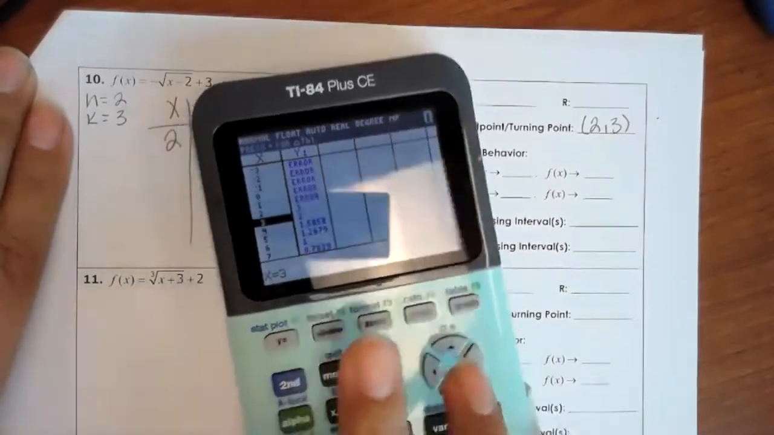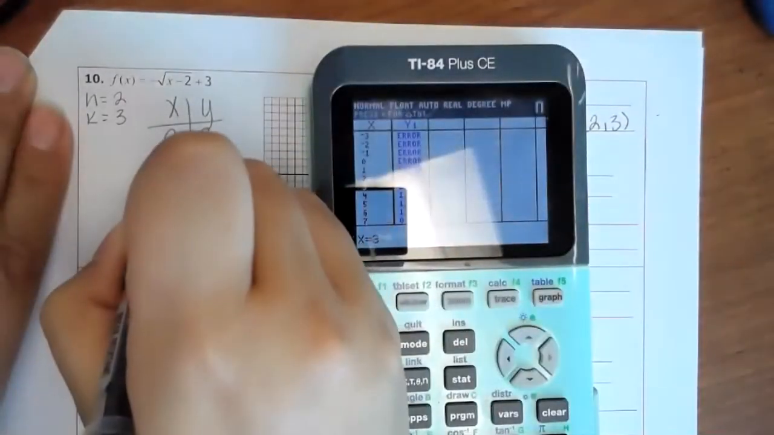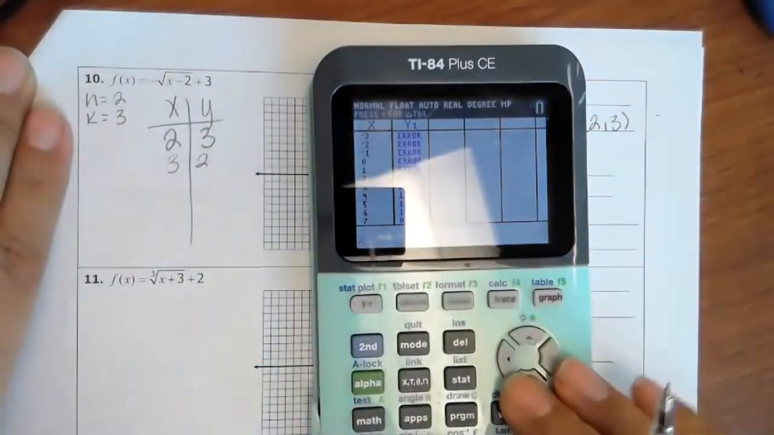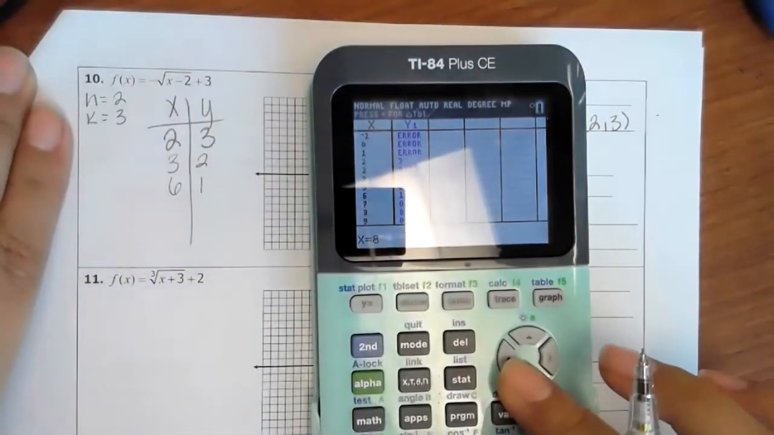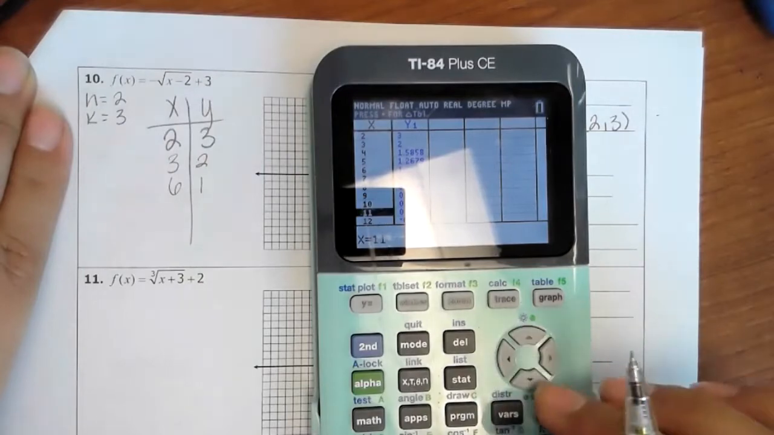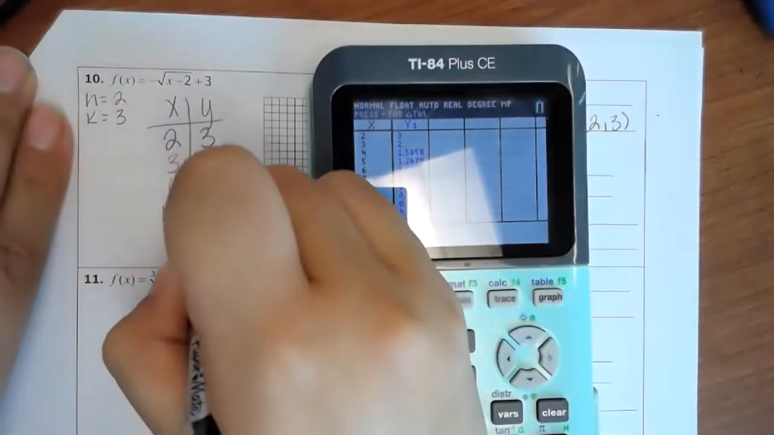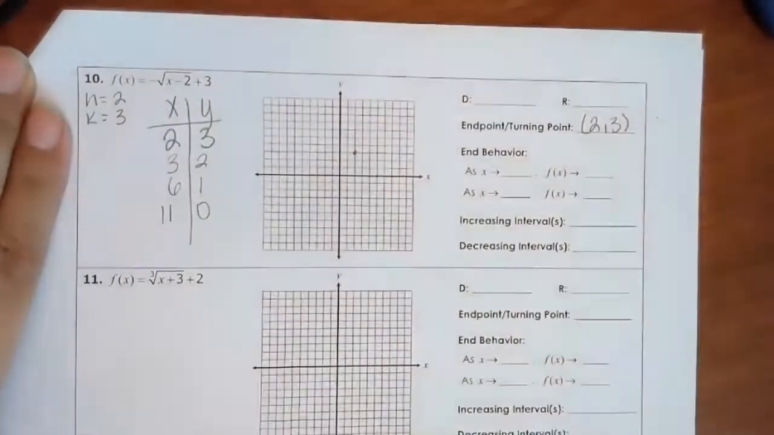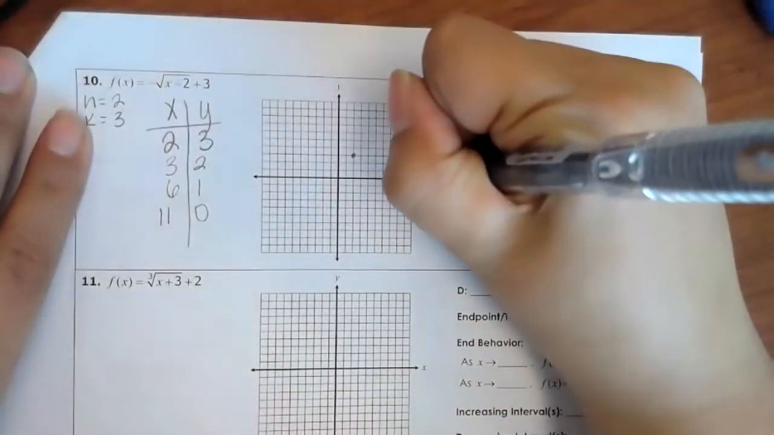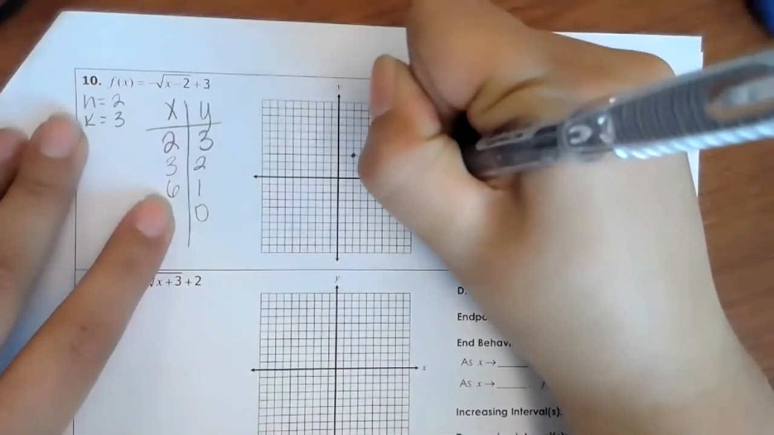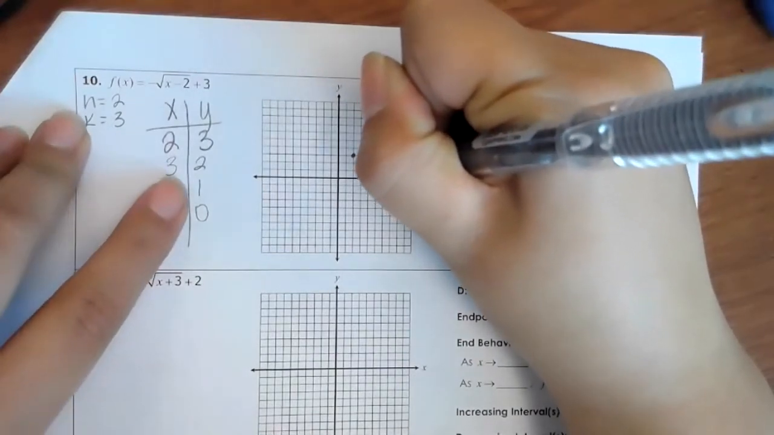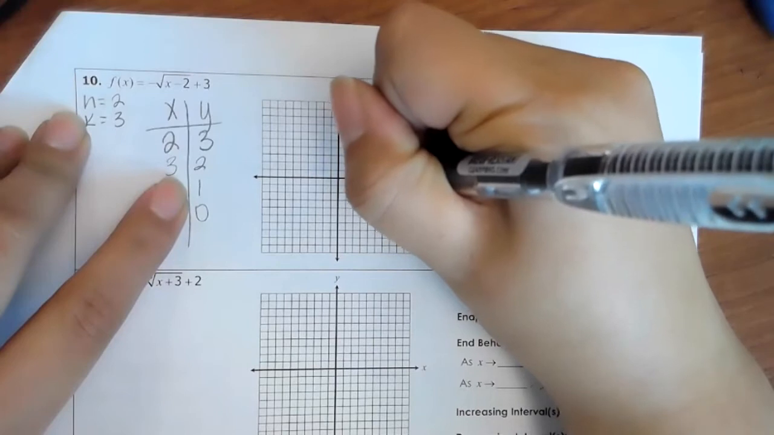We have 3, 2, 6, 1, 11, 0, and that's as far as you can go since our graph only goes to 10. 11, 0 is going to be right about here. 6, 1, 10, 9, 8, 7, 6, up 1, over 3, 1, 2, 3, 1, 2.